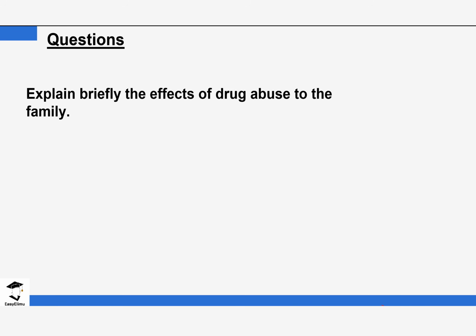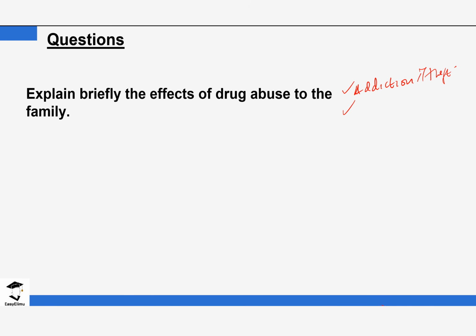So, explain briefly the effects of drug abuse to the family. First of all, let's say we have addiction. When you're answering this question, you need to remember that it is the health of the user that is ultimately affecting the people around them. So if someone is addicted, you find maybe they cannot relate with their family members well. It also brings theft because this person has to look for resources to get those drugs.